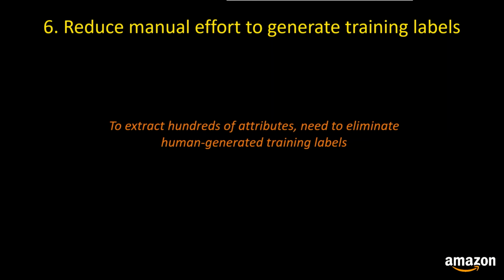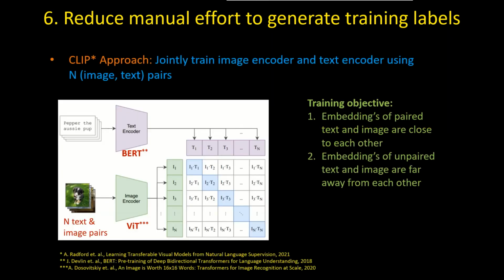Next slide. Here we use CLIP. CLIP stands for Contrastive Language-Image Pre-Training, and this was proposed earlier this year to learn image representations from text and perform zero-shot predictions without manually labeled training examples. So let's see how CLIP works.